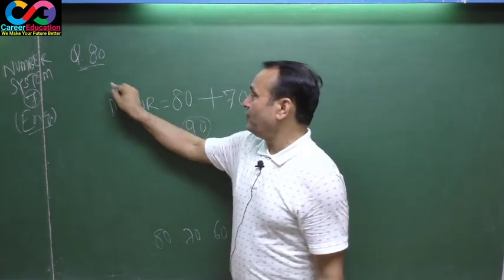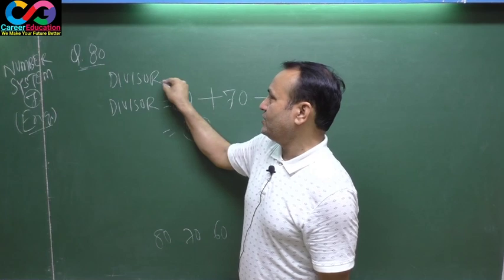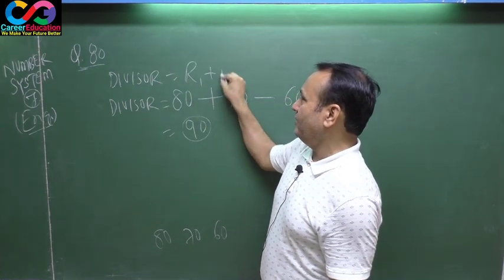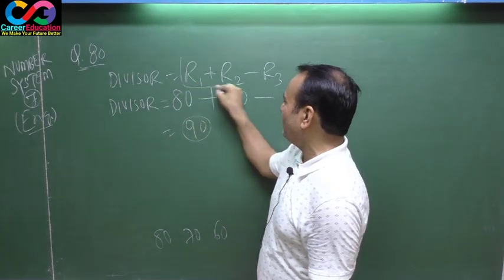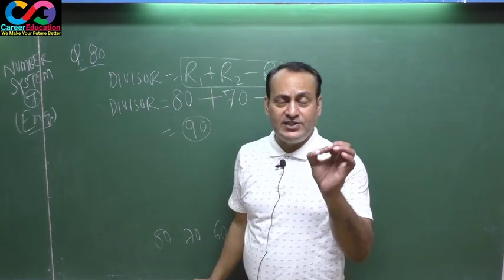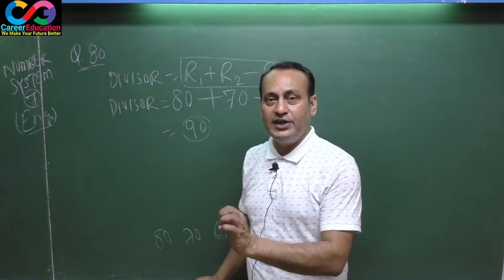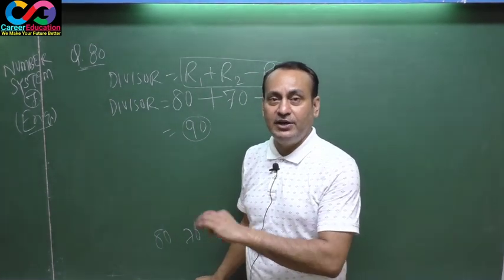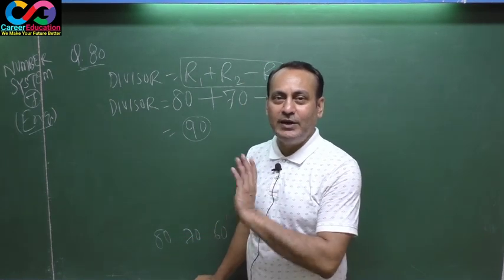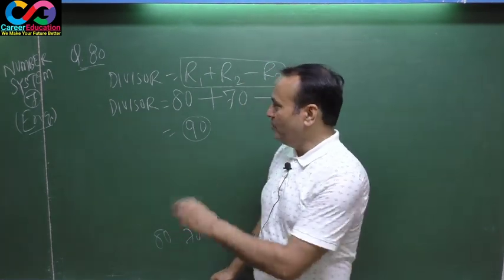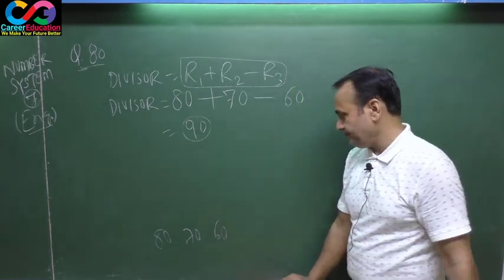That means the complete formula must be written here like this: divisor equals R1 plus R2 minus R3. This is your formula. The first remainder must be added to the second remainder, and then the third remainder is taken out from that. Okay, divisor equals R1 plus R2 minus R3. In such a situation, you will get the answer within 2 or 3 seconds only. Okay, note down.